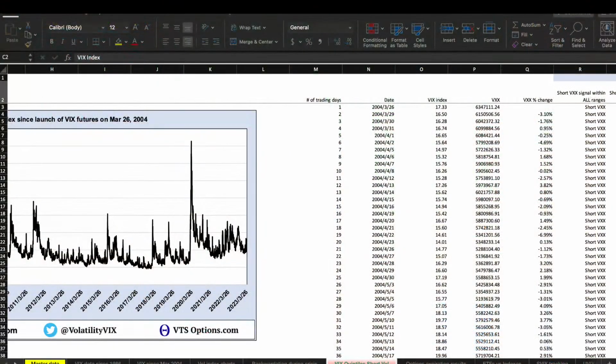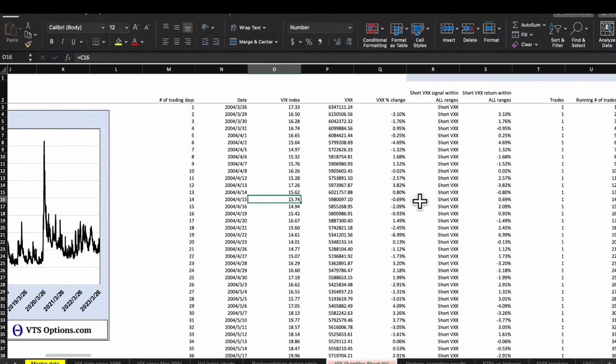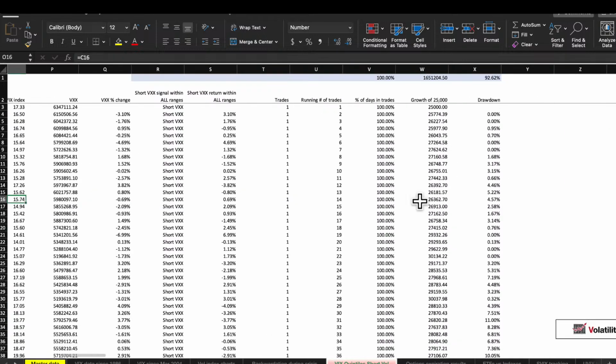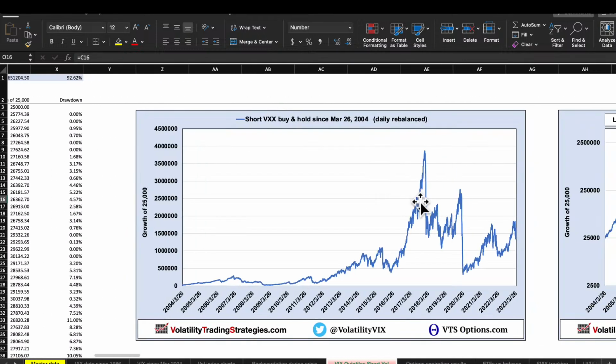So the first thing that we're actually going to look at, I don't know how many people actually crunch these numbers or look at these things, but what is a short VXX buy and hold? What does that actually look like? So I've got those numbers here. This is what it looks like. This is not a log scale.